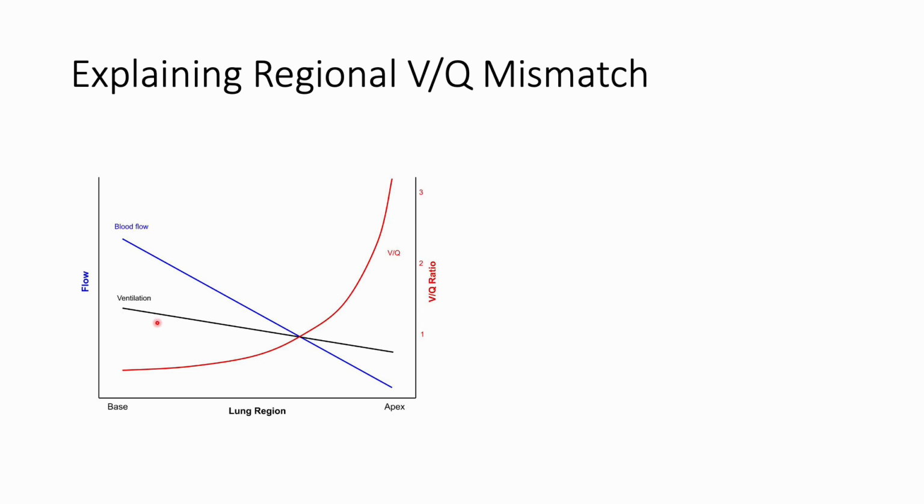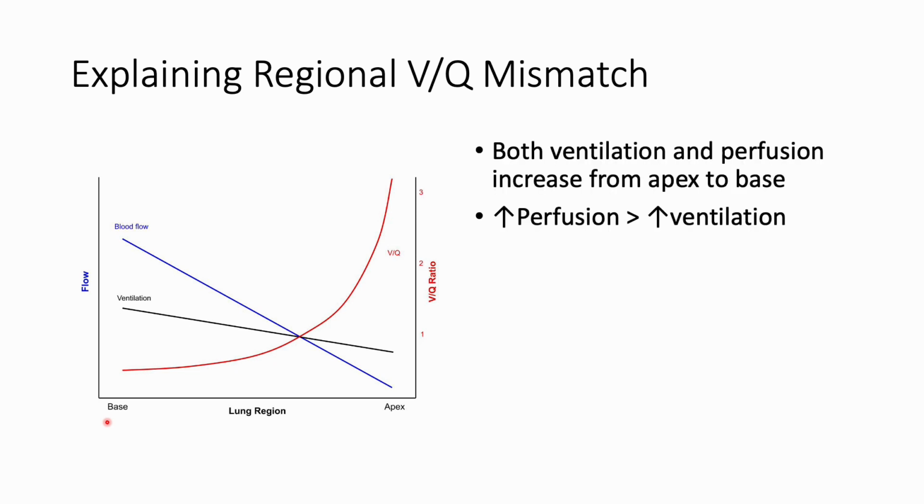Both ventilation and perfusion increase going from the apex towards the base, but perfusion increases more than ventilation does. And this is how we end up with this VQ relationship where there's a high VQ at the apex and a low VQ towards the base. And this is a diagram that you should be able to reproduce and explain in the exam.